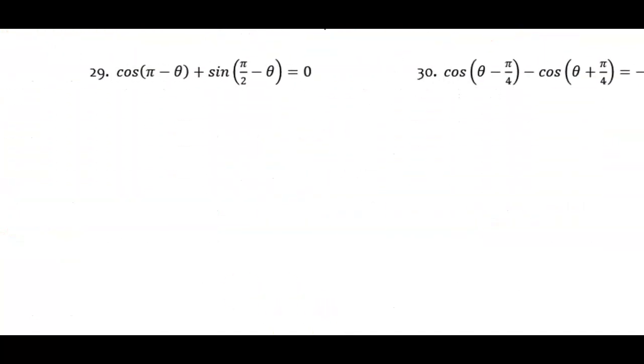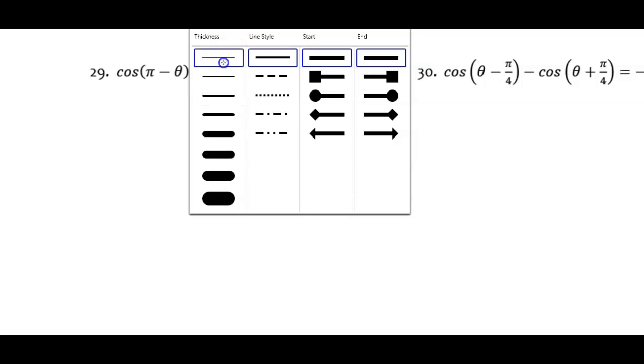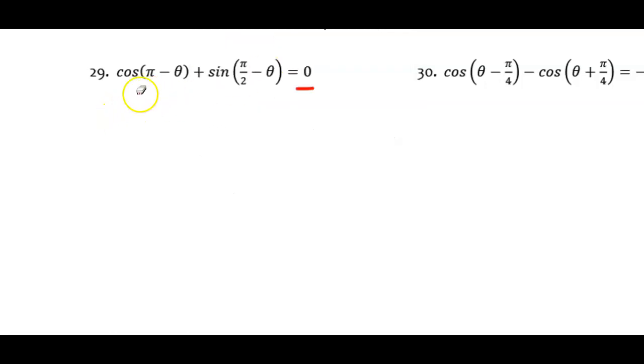Now the verify. Remember, verify has an equal sign. The other two we simplified. This we verified. All right, pi real quick. Pi is the point -1, 0. And pi halves is the point 0, 1.